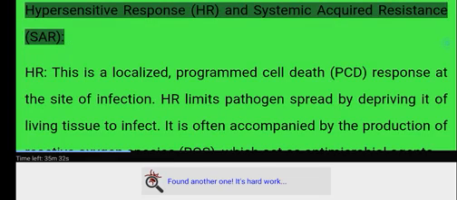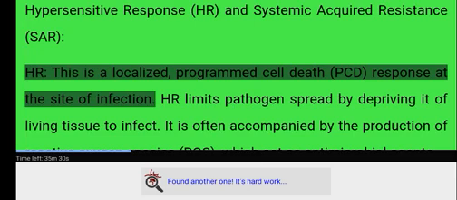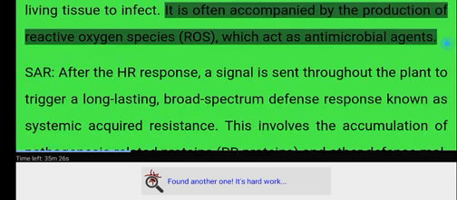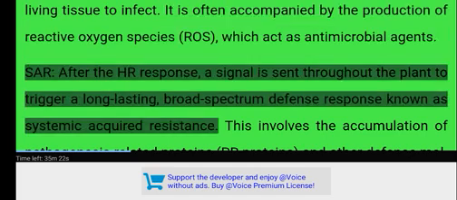Hypersensitive response (HR) and systemic acquired resistance (SAR). HR. This is a localized, programmed cell death (PCD) response at the site of infection. HR limits pathogen spread by depriving it of living tissue to infect. It is often accompanied by the production of reactive oxygen species, ROS, which act as antimicrobial agents.